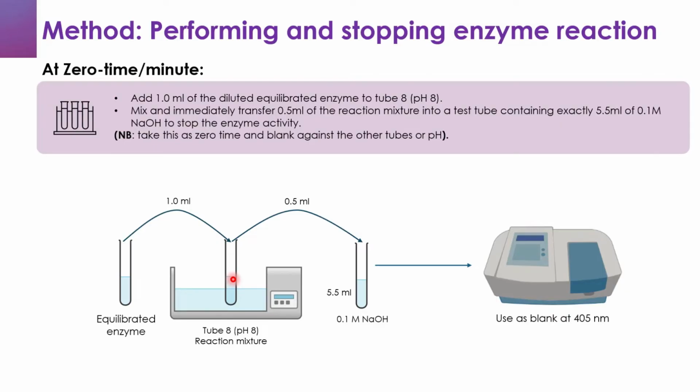So the next thing to do is that we mix, and immediately after adding the 1 ml of the equilibrated enzyme to this test tube, we pick 0.5 ml of the reaction mixture and add to a different tube containing 5.5 ml of 0.1 molar sodium hydroxide, and this stops the reaction. So after that, we use this stopped reaction at 0 minutes as a blank against the rest of the reaction mixtures at a wavelength of 405 nanometers.